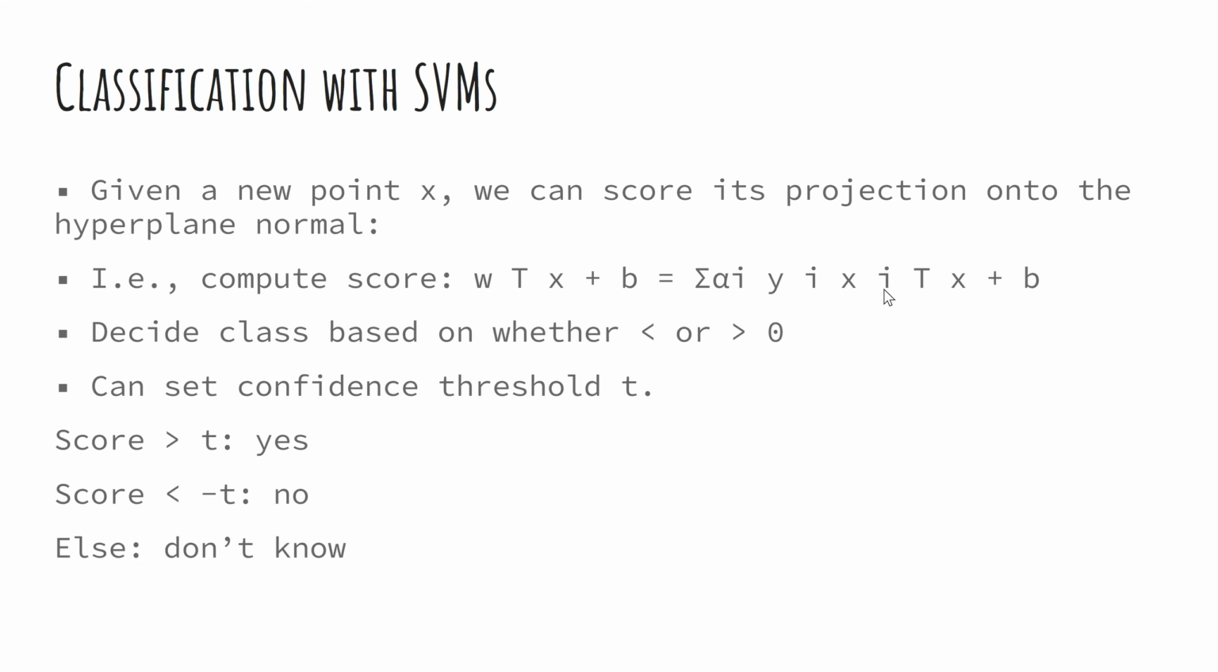Classification with SVM. Given a point x, we can score its projection onto the hyperplane normal. For example, compute the score and decide the class based on whether it is less than or greater than 0. We can also set a confidence threshold t: if the score is greater than t, yes; if the score is less than −t, no; else, don't know.